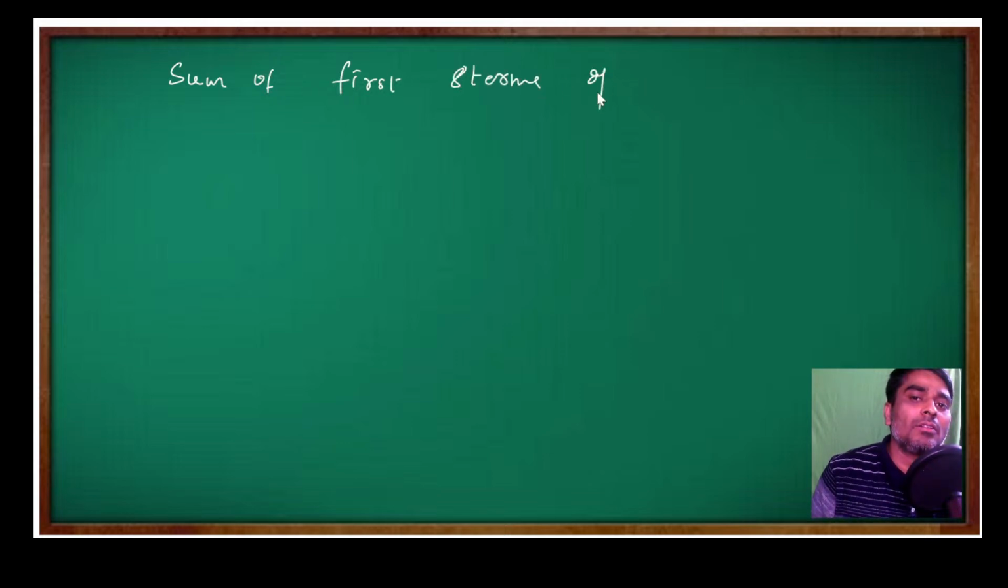Next AP question. Sum of first 8 terms of an AP is 100. And the sum of first 19 terms is 551.